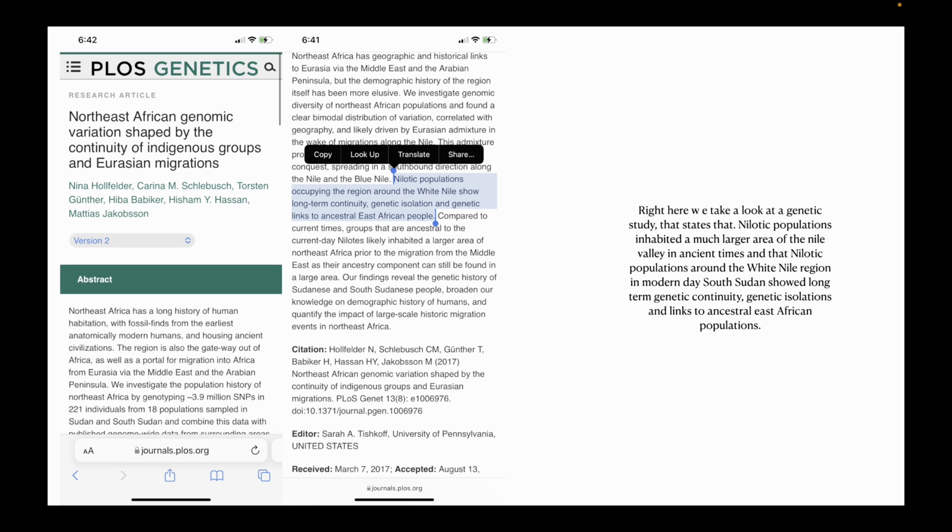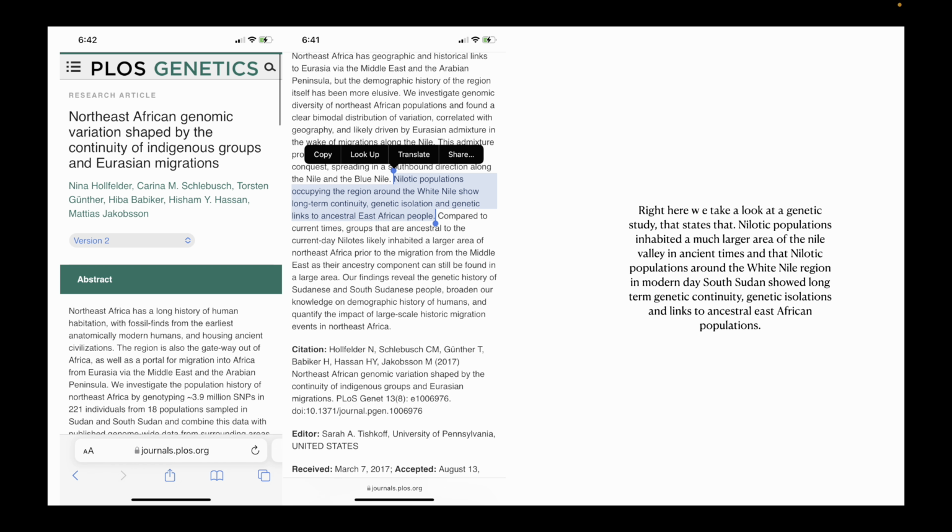It says, Nilotic populations occupying the White Nile, which is in modern-day South Sudan, include groups like me, myself, Dinka, and Nuer tribes and all that, and some Luo who live in the area. So, long-term genetic continuity, genetic isolation, and genetic links to ancestral East African people. Compared to current times, groups that are ancestral to the current-day Nilotes likely inhabited a larger area of Northeast Africa prior to the migration from the Middle East, as their ancestry component can still be found in a large area. So this just corroborated what I just said, considering the geography of the Nilotes.